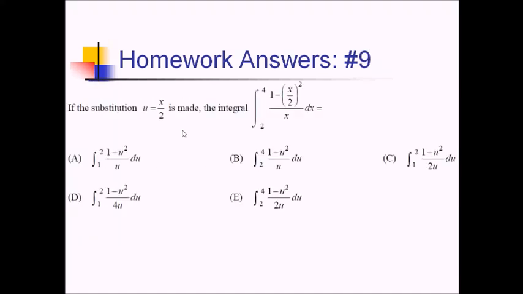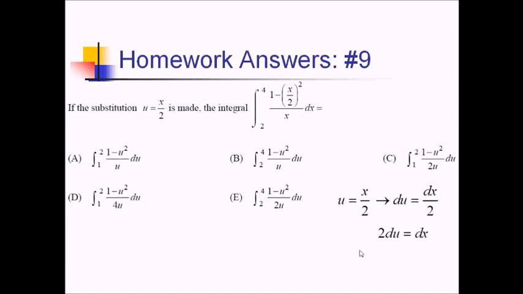For number 9, if the substitution u equals x over 2 is made, this crazy integral equals which of the following? Well, let's start by doing what they said. Substitute u for x over 2. So when you do this, you're going to need to take the derivative of both sides. So that'll be du equals dx over 2. And then if I multiply to get dx alone, I've got 2 du.